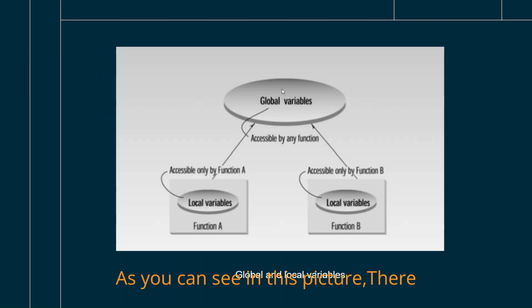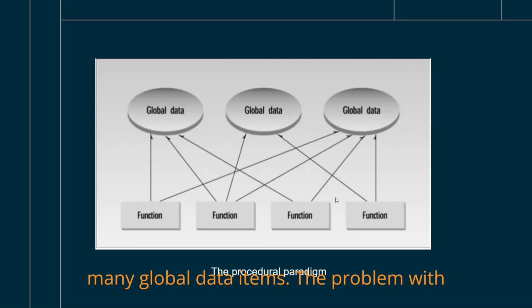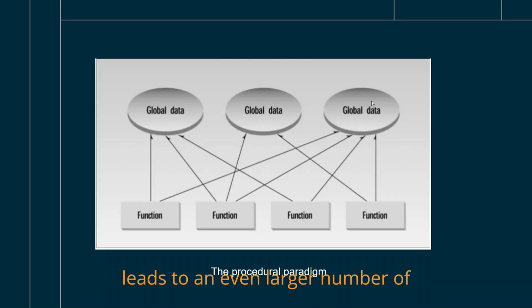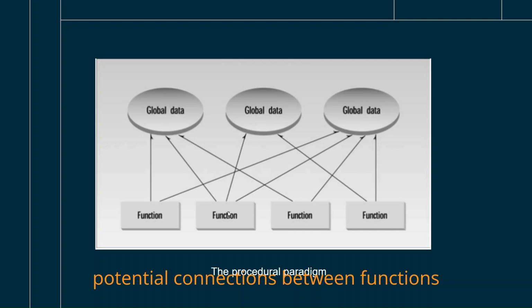As you can see in this picture, there are two functions, function A and function B, and there is a global variable that is accessible by any function, whereas the local variable of function A is accessible only by function A, and the local variable of function B is only accessible by function B. If we look at a large program, there are many functions and many global data items. The problem with the procedural paradigm is that this leads to an even larger number of potential connections between functions and data. This large number of connections causes problems in several ways.